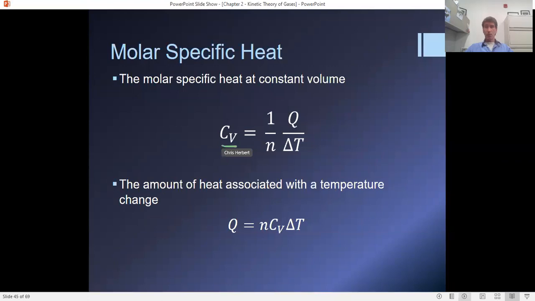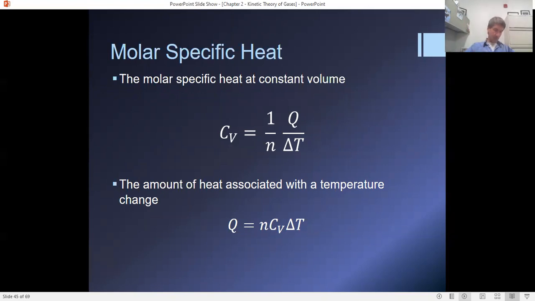In this case, we're doing it at constant volume, which means that we're changing the temperature of a gas, but we're keeping it in a container, which is constant. This is going to be different from at constant pressure, which we'll talk about later on, because there we allow the gas to expand and do work as it expands. So that gets a little bit more complicated, and that is what we call CP. So a little bit different from what we have here.